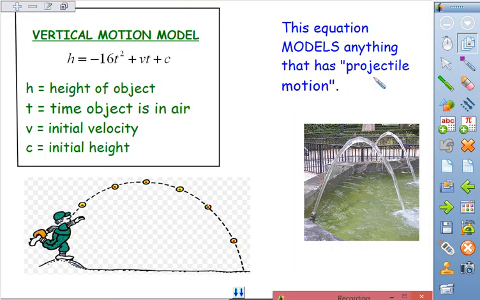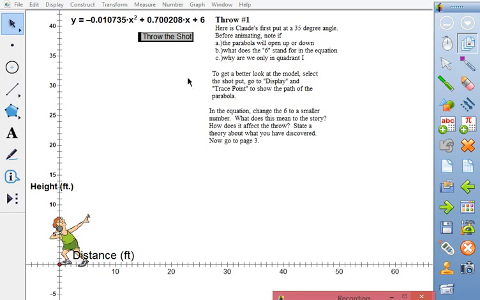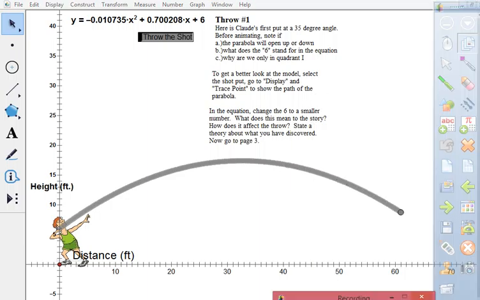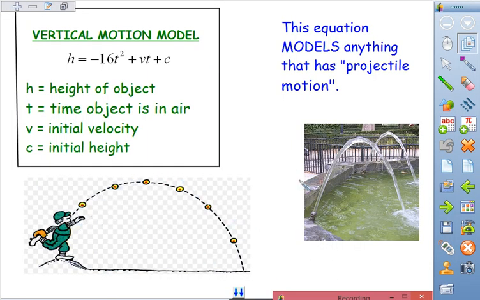The last thing we'll talk about today is a vertical motion model. This equation models anything that has a projectile motion. Here's an example. Throwing a shot put has a projectile motion because it travels in a parabolic path. Another example would be throwing a ball or the path of the water at a fountain.